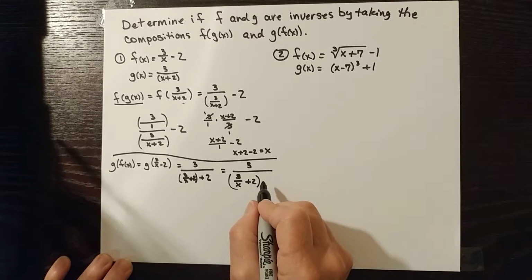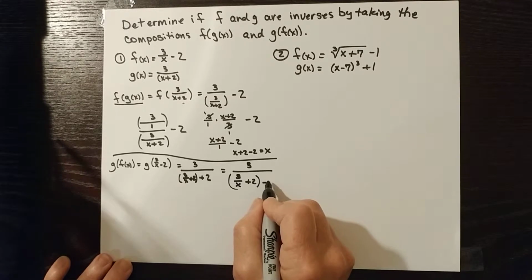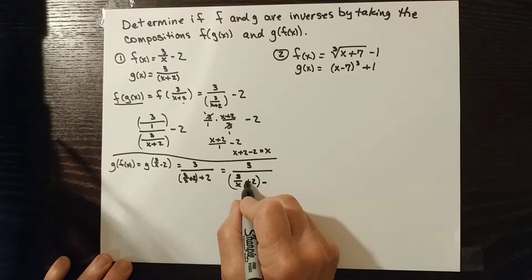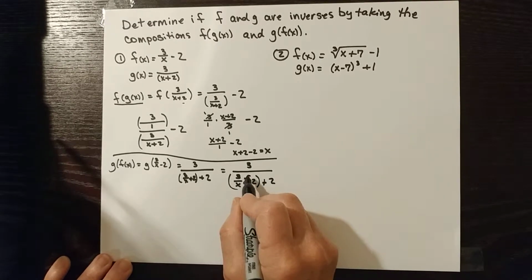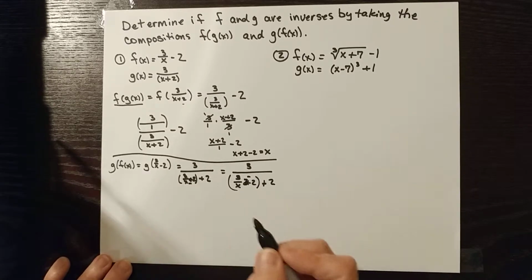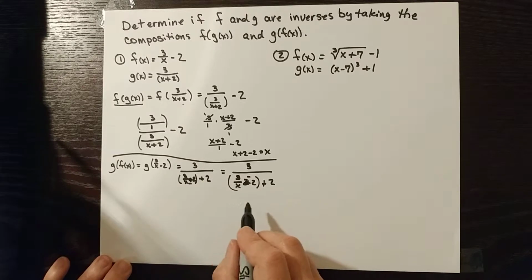Am I missing something? 3 over x plus 2 minus, oh, this should be a minus 2. Minus 2 plus 2, that's what I'm missing. This should be a minus 2: 3 over x minus 2 plus 2.